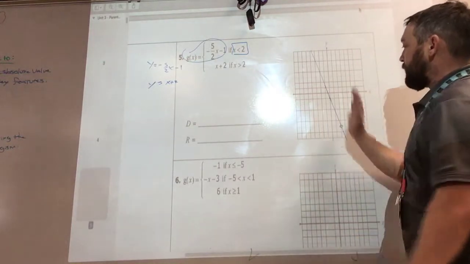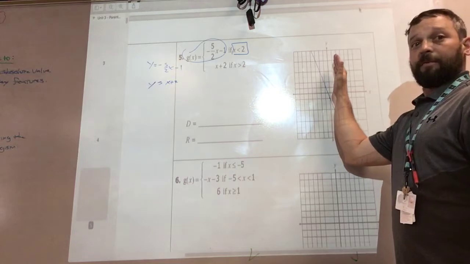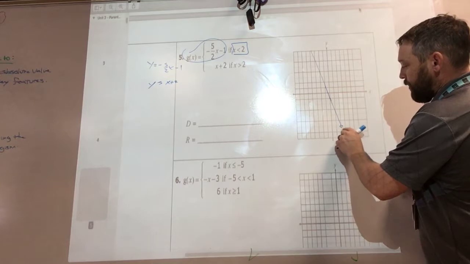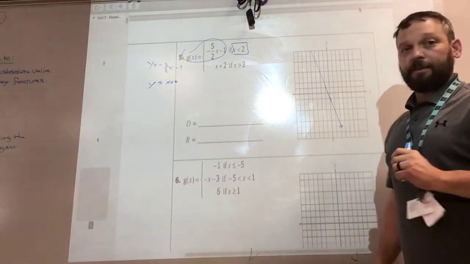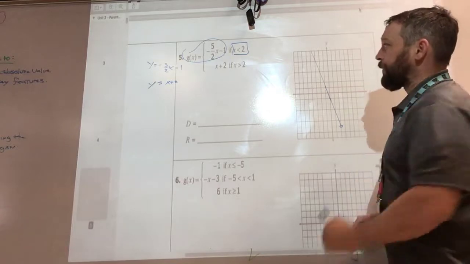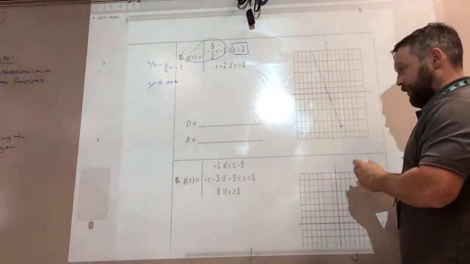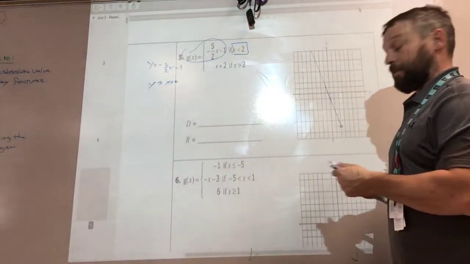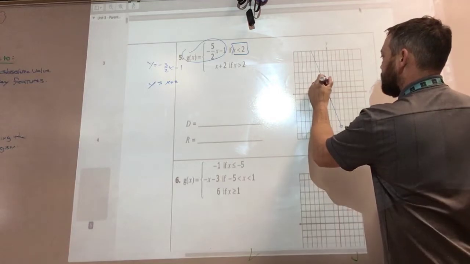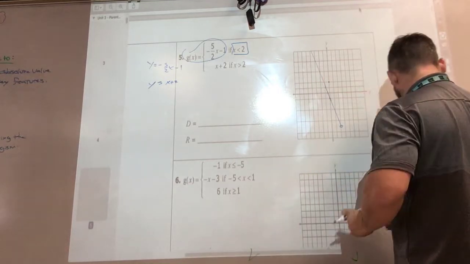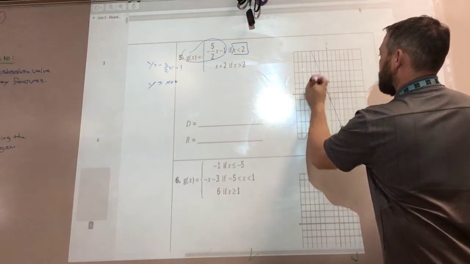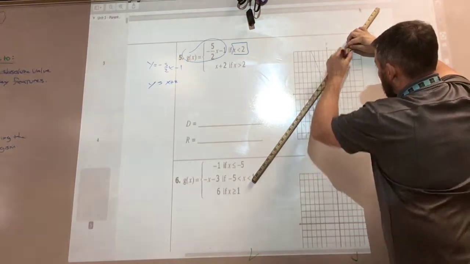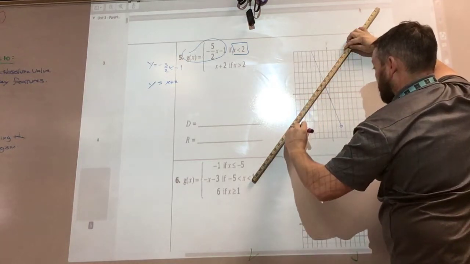So I want to see this graph from x equals 2 back. So this part of the graph means nothing to me anymore. It's gone. So that's my first line. Now my second one is y equals x plus 2. So we've got 2, rise 1, run 1. So we've got this line here. Okay, so there's that line.